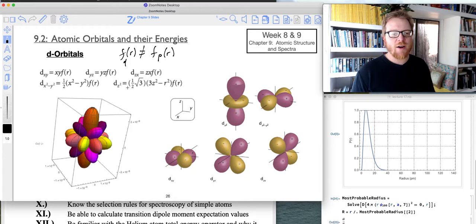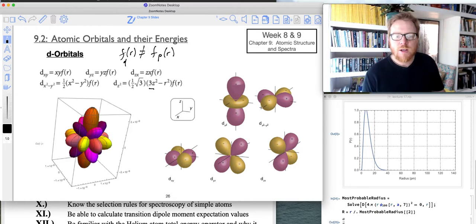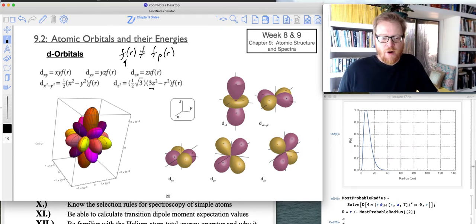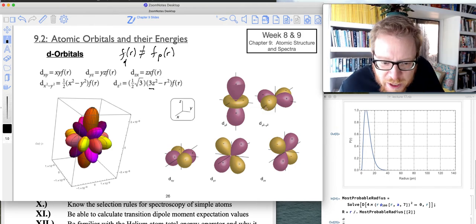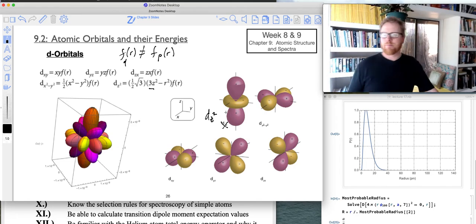And the dz squared is a little funky, right? It's not like a pure z squared times f of r, but all the same, it still has that z squared, okay? So here's the picture of all those d orbitals that you all know and love from your Gen Chem days, okay? Oh, this one I just noticed says dx squared, but that is dz squared. That's a mistake in the textbook, haha.